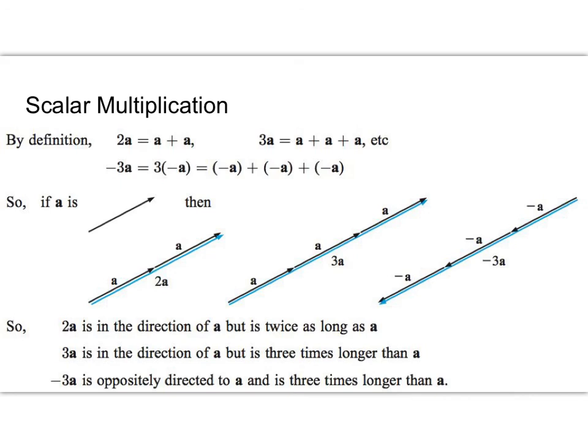So to wrap that up, 2 times the vector a is in the direction of a, but it's twice as long as a. You can see that. That's twice as long as a. 3a is in the direction of a, but it's 3 times as long as a. And then negative 3a is 3 times as long as a, but it goes in the opposite direction.